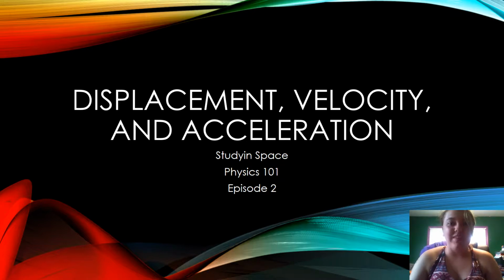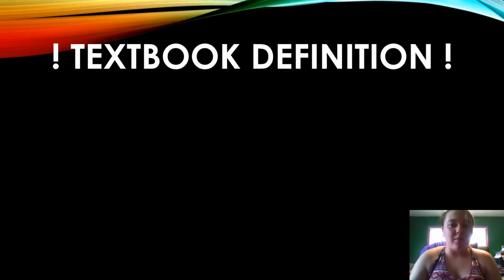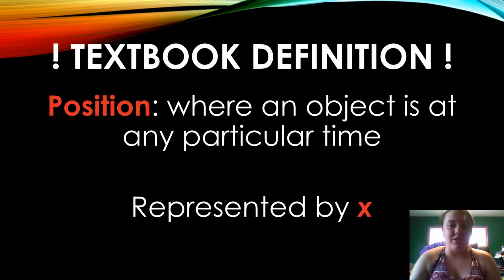In this episode, we're going to talk about displacement, velocity, and acceleration. But before we can talk about those, we must first define position, which is simply where an object is at any particular time, and is represented by x. Now, when defining position, we often make use of some sort of coordinate system, or a number line, or something along those lines, in order to help us better visualize what our position is.